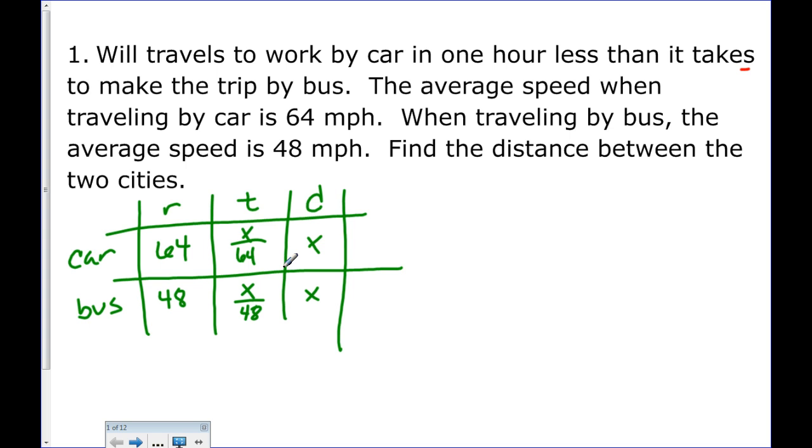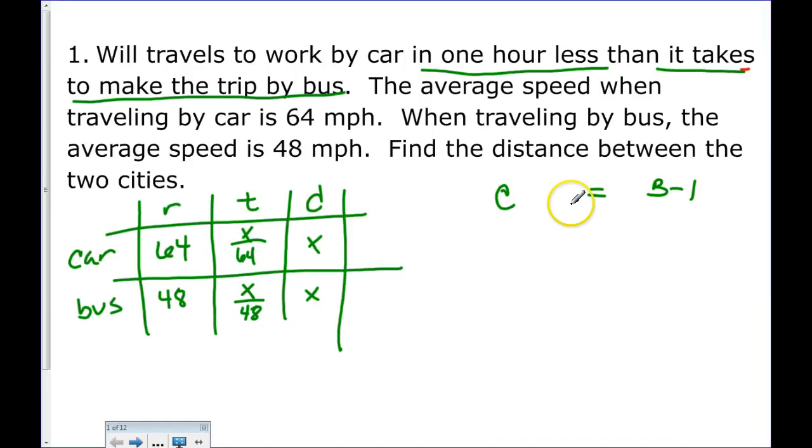But there's one other bit of information that we got in the first line, and it says, Will travels to work by car in 1 hour less than it takes to make the trip by bus. So I need to somehow make my car time equal my bus time. So that's just one equation, but I'm going to take that 1 hour from what? Which one's longer? The bus time. So I need to make that bus side equal my car side by taking 1 hour away from it. Okay?